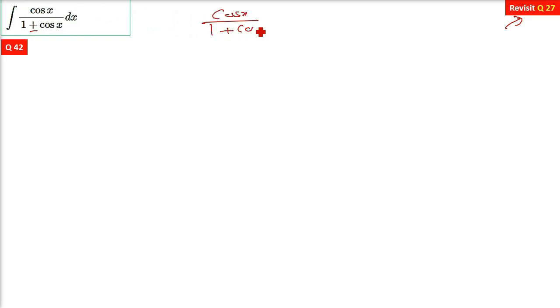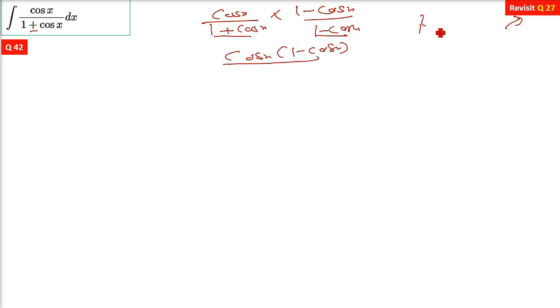But those who are seeing it for the first time, just see it: cos x by 1 plus cos x. I'm rationalizing it, so cos x into 1 minus cos x over 1 minus cos x. In the denominator you have 1 square minus cos square x, because (a plus b) into (a minus b) is a square minus b square. So 1 minus cos square x is equal to sin square x. Let us write it here. Multiply the numerator, it will be cos x minus cos square x, and the denominator we have sin square x.